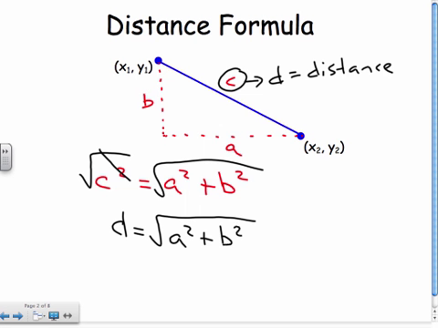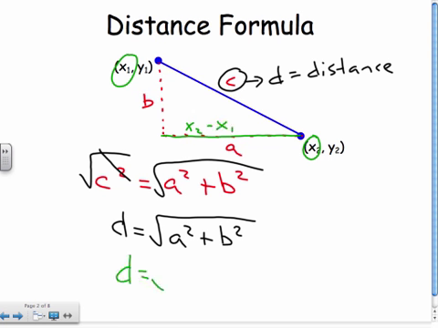And I can't square root each of those because of that plus sign. If they were being multiplied, I could. Well, let's think about this now. What could I put in place for a? How do I find a? Well, it's the distance between my x values, right? x2 minus x1. So that's really my a squared, right?